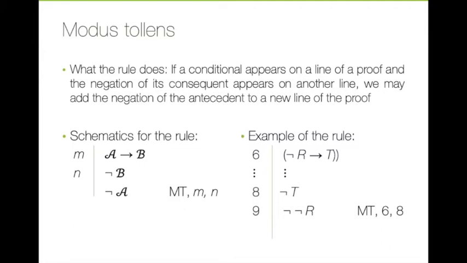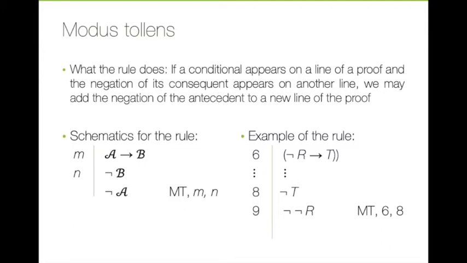And here's our example. We have if not R then T on line 6, and then at line 8 we have the negation of the consequent, not T. Then we add the negation of whatever sentence is in the antecedent. So since the antecedent was not R, we need to add the negation of not R, or not not R, to line 9. And that's justified by modus tollens applied to lines 6 and 8.